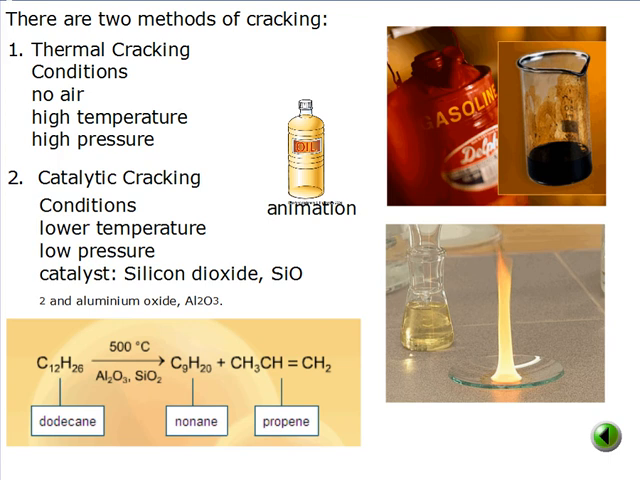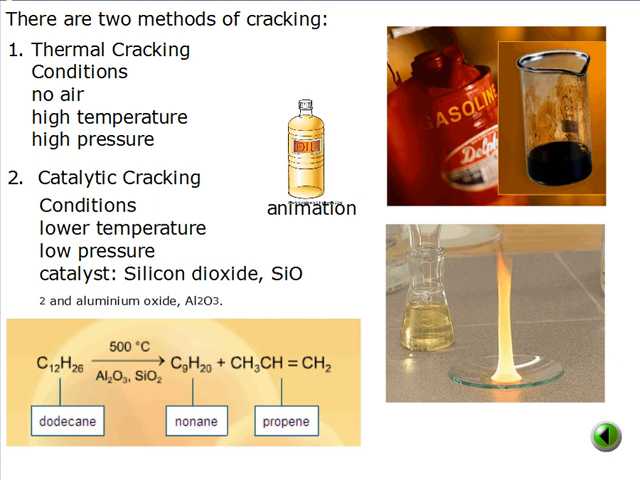There are two methods of cracking, and one is using heat, thermal cracking, and the second is catalytic cracking. So they have different characteristics, different conditions. Thermal cracking occurs with no air, high temperature and high pressure, whereas catalytic cracking needs lower temperature and lower pressure. So it's a more affordable way to go.